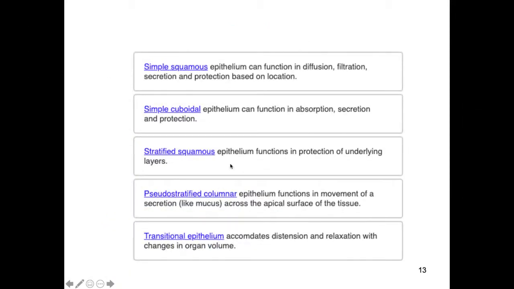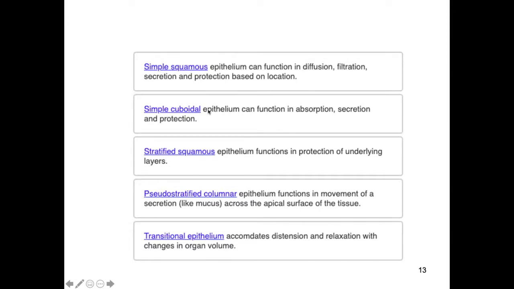So this has shown up in the past on one of the quizzes from one of my past cohorts, and you have to kind of drag these terms to the description. So let's see if we can figure this out. So if there was a blank here, it would say, okay, this type of epithelium can function in diffusion, filtration, secretion, and protection. Well, simple squamous, it's one cell layer thick, is good for filtering and for diffusion. Things can pass through one cell layer thick.